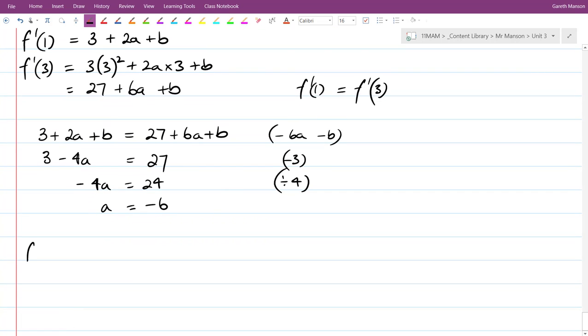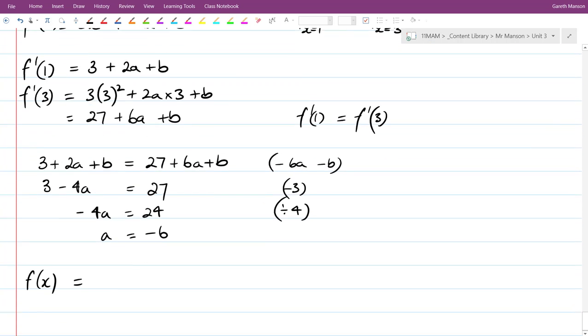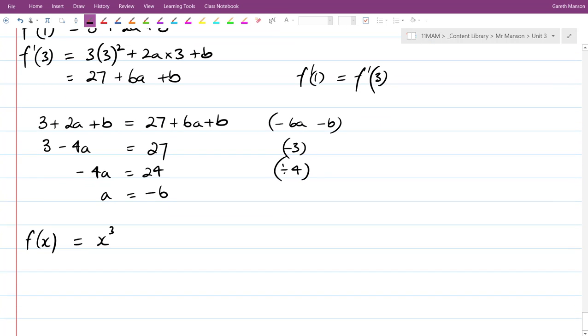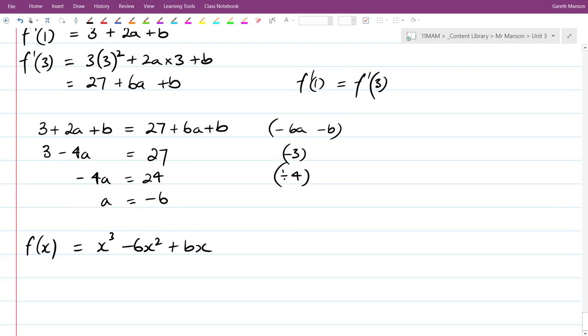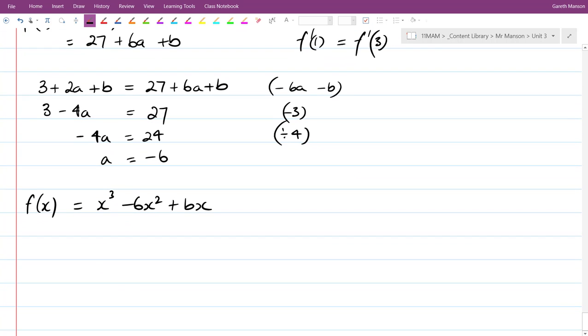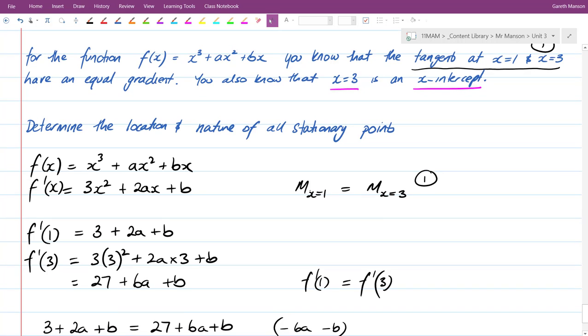So f of x is equal to x cubed minus 6x squared plus bx. Is that right? Yep. And we know that f of 3 equals 0. This is piece of information number 2, which comes from here.